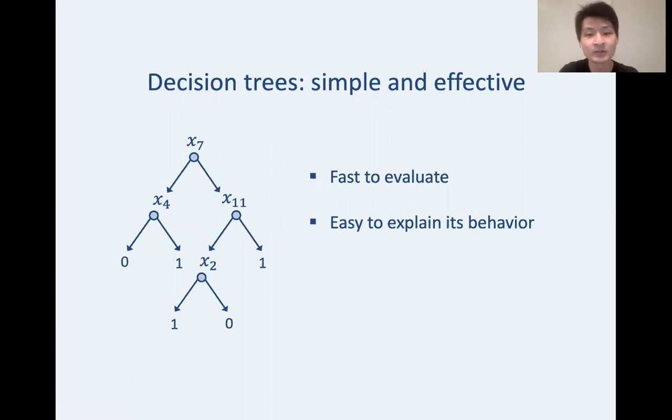First, they are very fast to evaluate. Suppose we have a decision tree of depth k, we only need to query k bits to get the function value, whereas the number of parameters in the tree could be exponential in k. Furthermore, decision trees are very easy to interpret and explain its behavior, because on a given input, it's very easy to understand which variables contribute to the decision of the tree. So decision trees are both simple and effective and well used in practice.